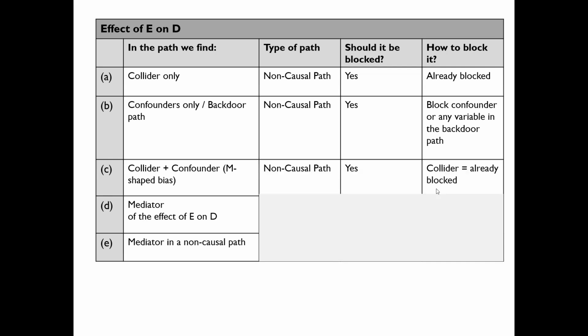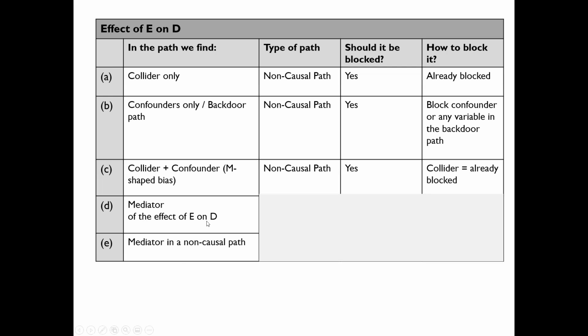Perfect. So that's when we were talking about the M-shaped bias: even if we have a confounder, the fact that we do have a collider means the path is automatically blocked. We do not need to adjust for the confounders in this backdoor path. So this is a special case of option B. Great. Now we have a mediator of the effect of E on D.